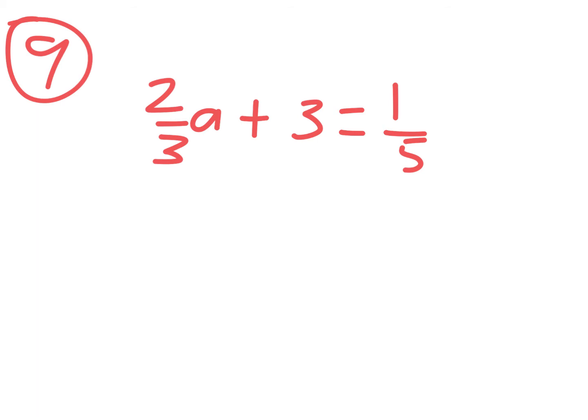Well, which is it? Well, both. Because if you solve it, you want to get a alone. But to get a alone, the best way to do it is to clear the fractions. A lot of people start this one by subtracting 3. Don't start this by subtracting 3. Why?